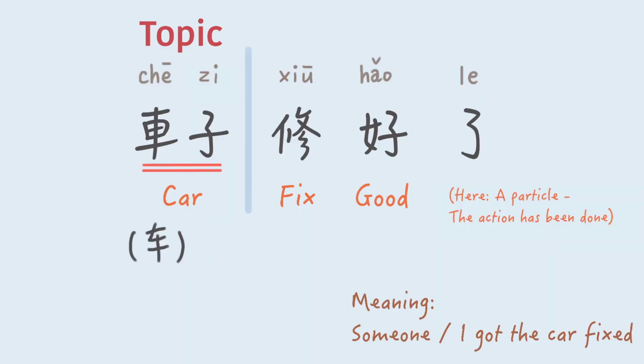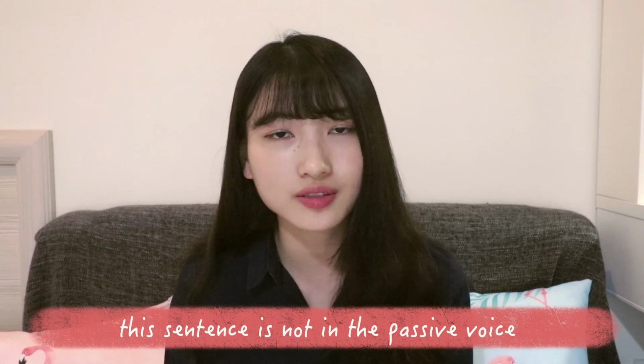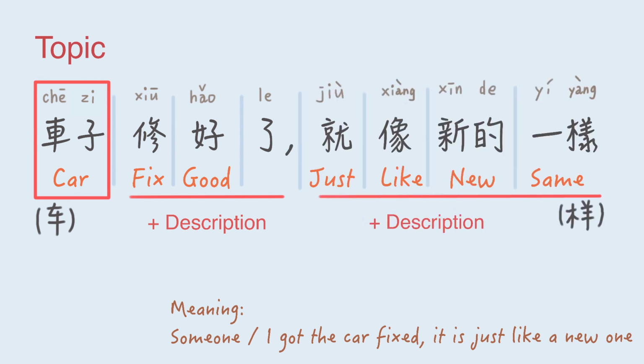车子修好了。 It means someone got the car fixed, or I got the car fixed. Because the car is all I want to talk about, then I put it at the beginning of my sentence as a topic. So this sentence is not in a passive voice, although it looks like it is. But actually, 车子 is the topic here. Like I could say, 车子修好了，就像新的一样。 In this sentence, because 车子 is the topic of our conversation, I could directly add some new information to it. Like in this example, I added 就像新的一样 which means just like a new one. And I don't have to point out what I'm talking about because 车子 is the topic.